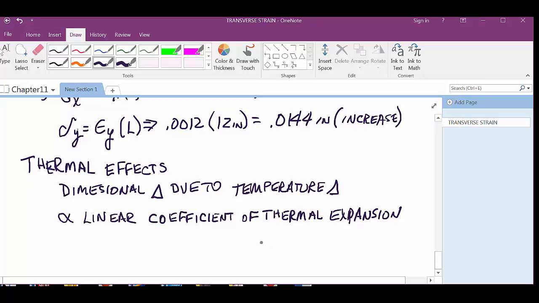That symbol for linear coefficient of thermal expansion, what's that called? To be honest with you, I don't know, is that gamma? Alpha? Okay. I'm not much on the Greek alphabet, so I'll have to take their word on it.